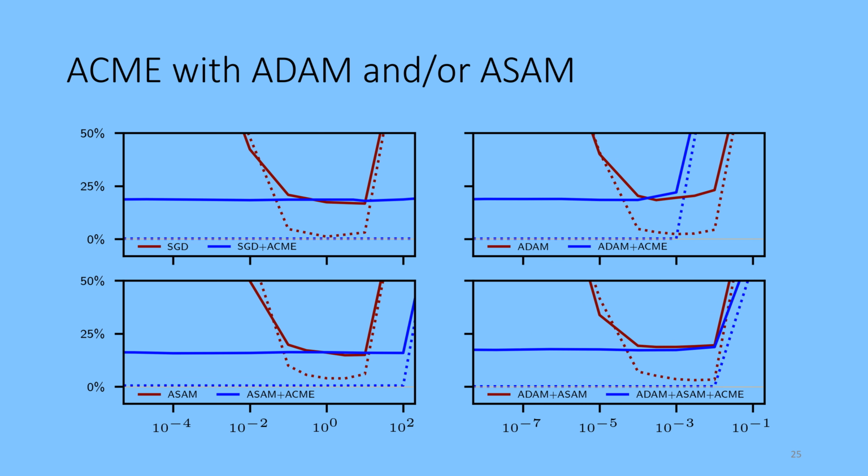ACME is not only compatible with SGD. It is also compatible with ADAM, ASAM, and their combination. The plots show the error rate versus the initial learning rate after 200 epochs with SGD, ADAM, ASAM, and ADAM in combination with ASAM. The red lines represent the results obtained with a fixed learning rate, while the blue lines represent the results obtained with ACME.